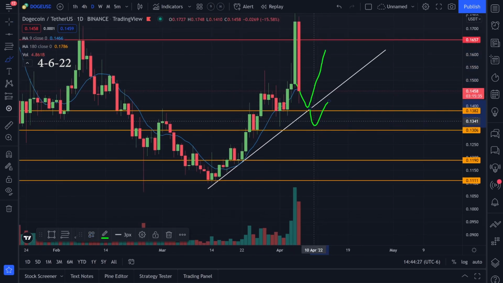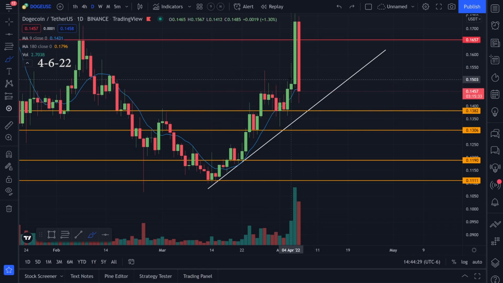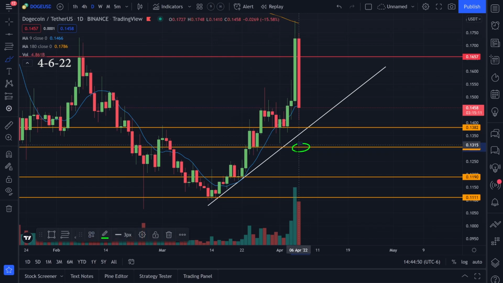I think if we break, so this first one sitting at .138, if we can get a bounce right here, we'll still be above this trend line. But I think if we break this trend line going to the downside, we might be looking at these lower ones. Maybe the bottom one is sitting at .111 and the next one is .119. I was also watching this one at around .131, .130. But like I said, I think if we break the trend line, then we might be looking at these lower ones.